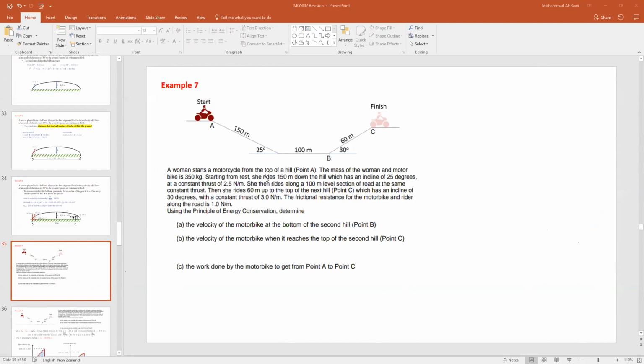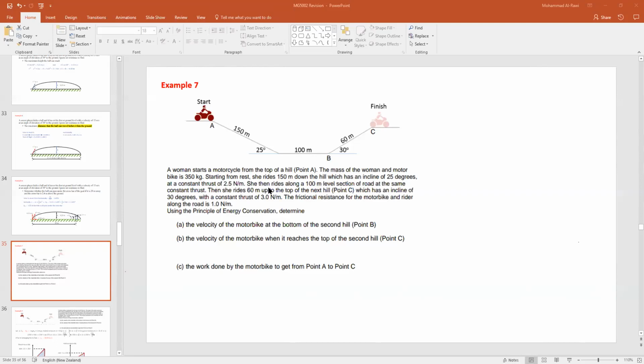Starting from rest, she rides 150 meters down the hill, which has an incline of 25 degrees at a constant thrust of 2.5 newtons per meter. She then rides along a 100 meter level section of road at the same constant thrust. So the thrust from A to B is constant. The only difference between A and B, A has potential energy because it's at a higher level.